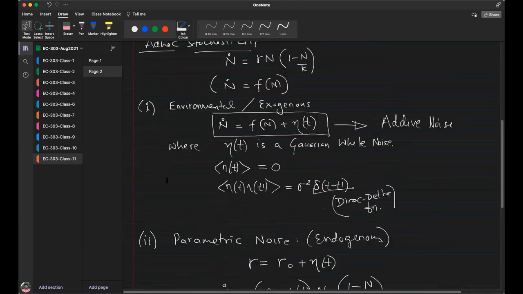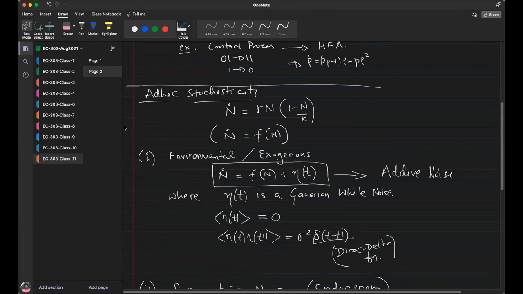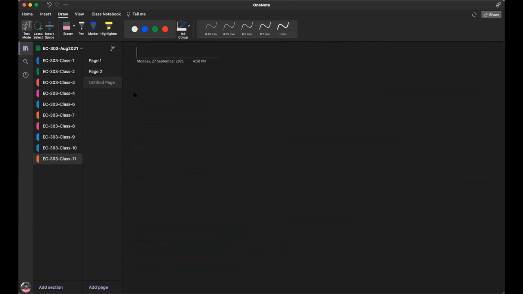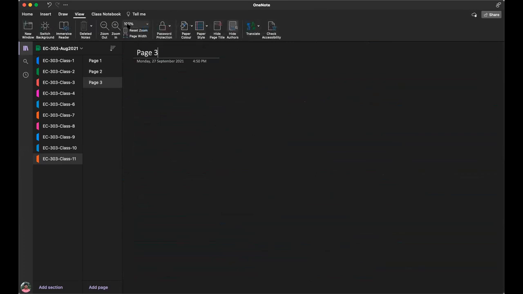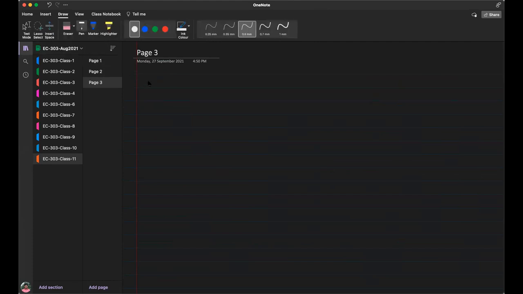Okay, so I have introduced how to do two models. Let's now go forward. So today we will focus on the additive noise only. Additive noise models.